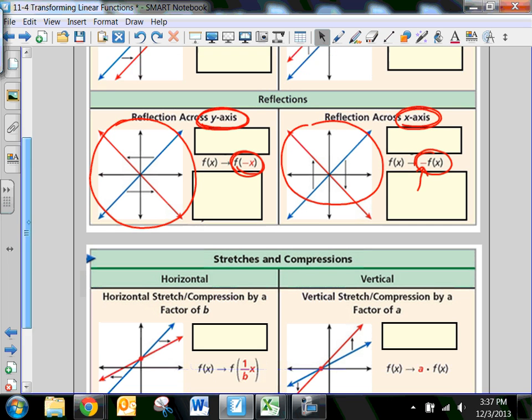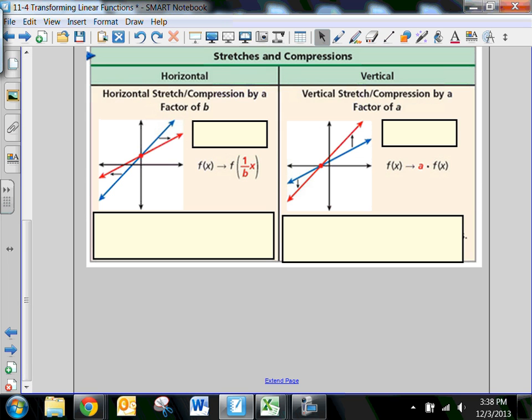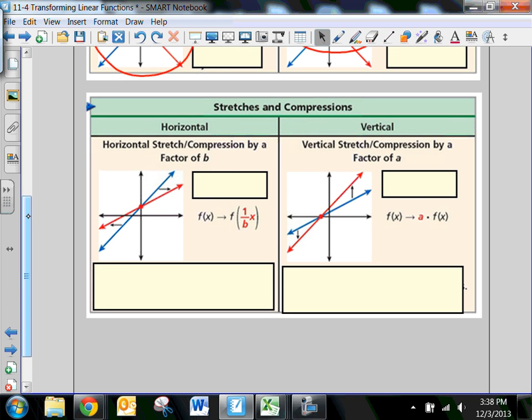And then at the bottom here, we talked about stretches and compressions. First of all, if it was a horizontal stretch, it applied to the x value. So we do 1 over b times x, and that is sort of new for that part. And then if it was a vertical stretch, then we multiplied on the outside to the y.